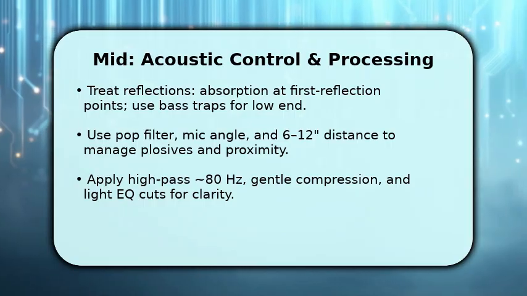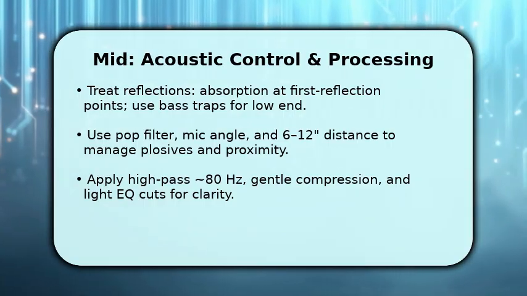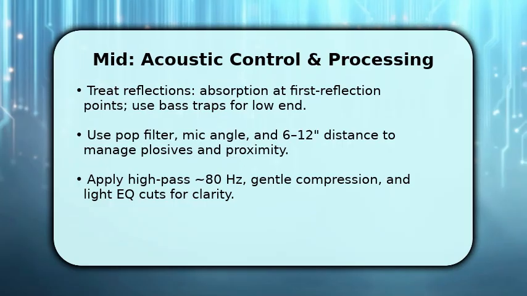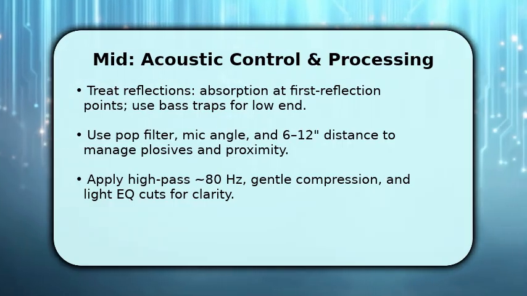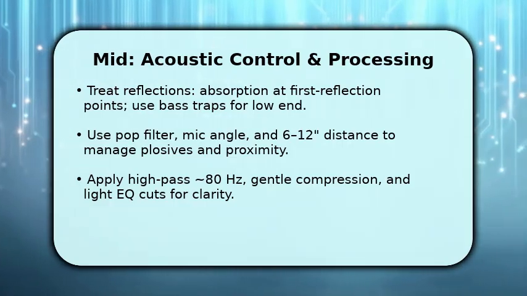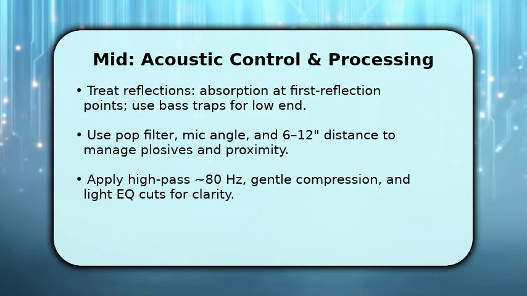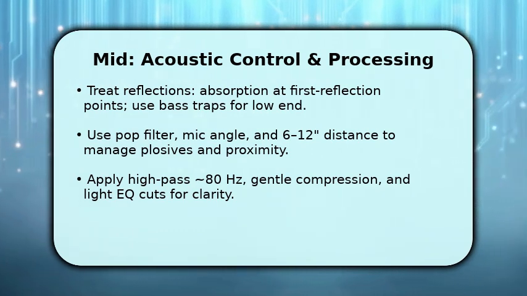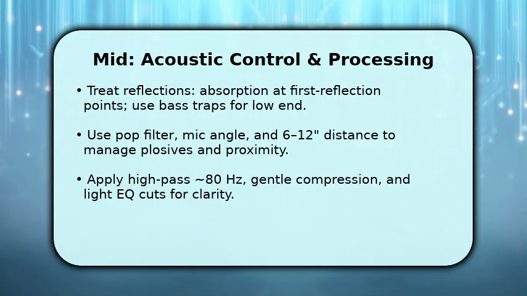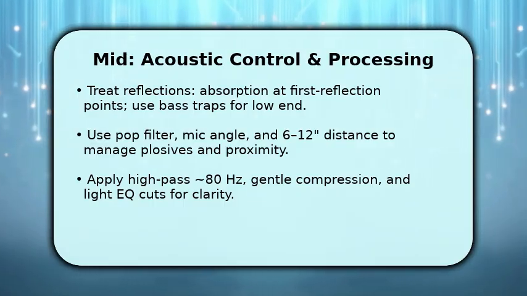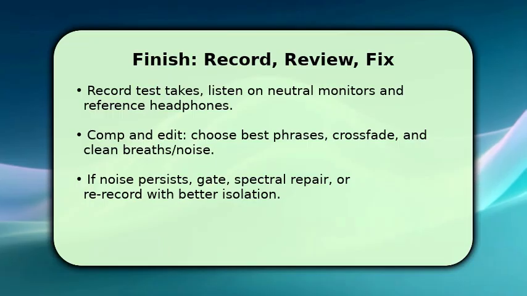Then manage the source. Use a pop filter, tilt the mic off-axis for plosives, and aim for 6 to 12 inches distance to control proximity effect. Once levels are steady, insert a high pass around 80 Hz, gentle compression for consistency, and subtle EQ to remove muddiness. Finish by capturing and verifying great takes so you don't chase problems later.